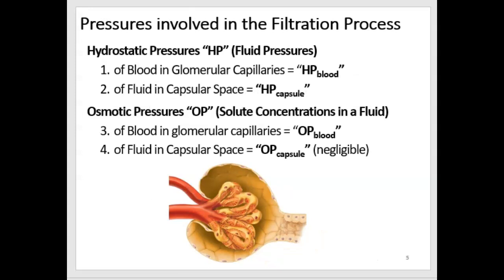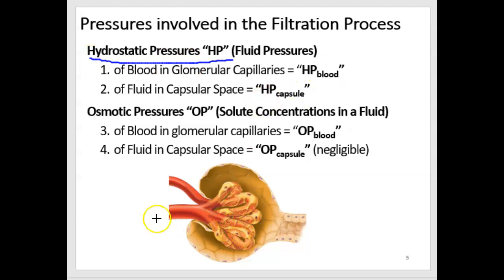When we talk about glomerular filtration, there are 4 main forces that interact to determine what net filtration rate is. It turns out that of these 4 main forces, only three really may play a role or are a factor. But we're going to talk about these 4 pressures so that you know what they are. So there are 2 pressures that are related to fluids. So we call them hydrostatic pressures.